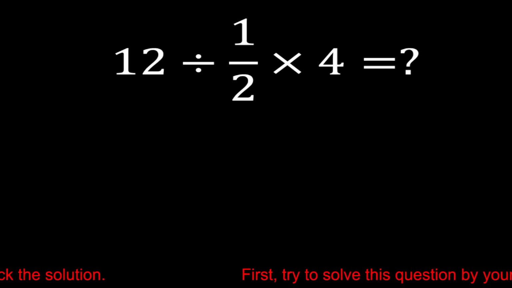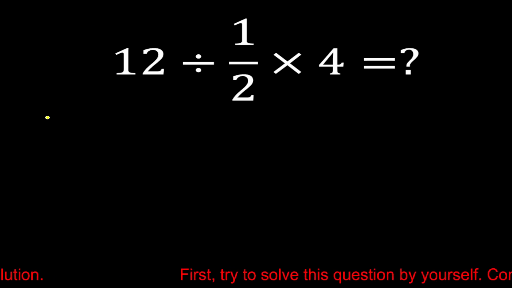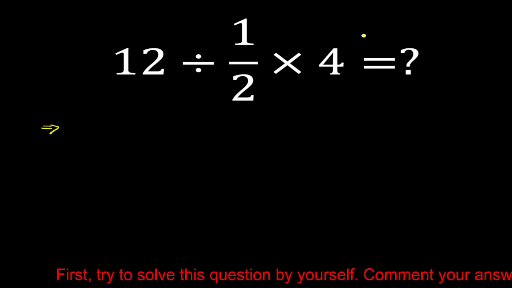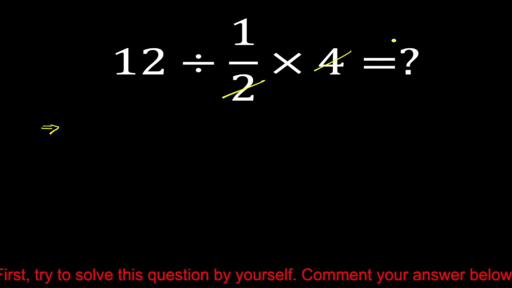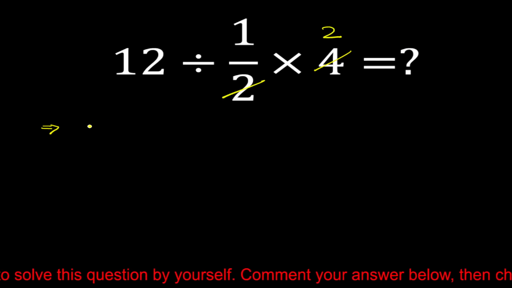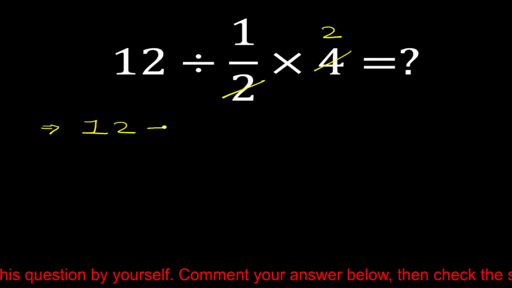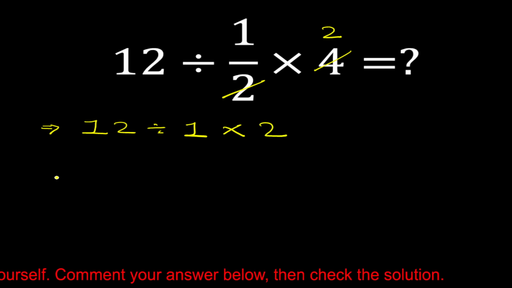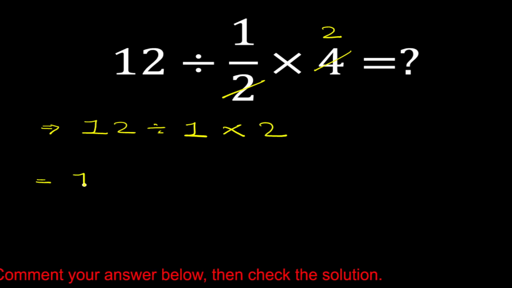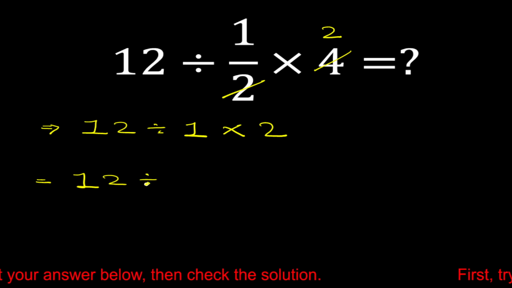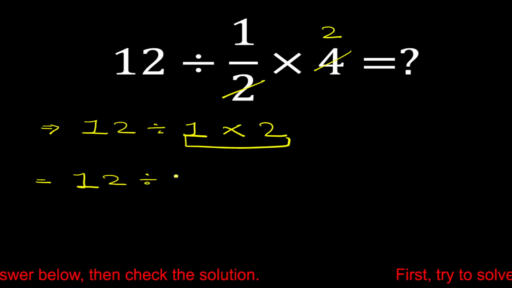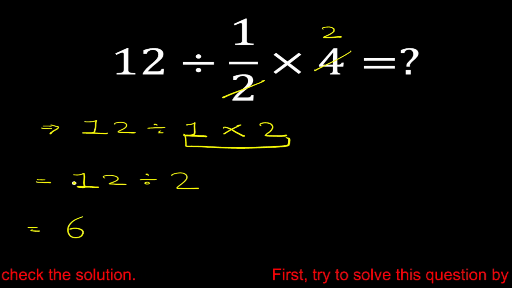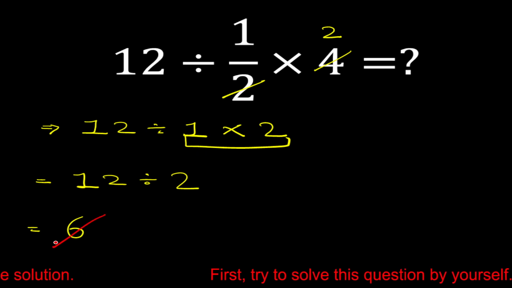So, most of people solve this question like cancel this 4 by 2 is equal to 2. So, 12 divide 1 multiply 2, okay, is equal to 12 divide 1 multiply 2 is equal to 2 is equal to 12 divide 2 is equal to 6. But this answer is not correct.